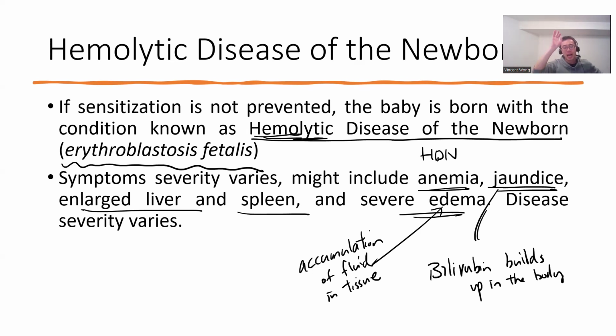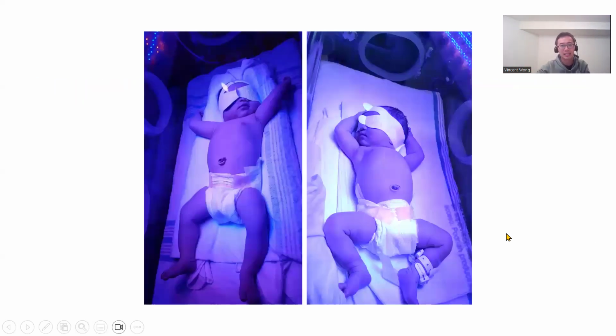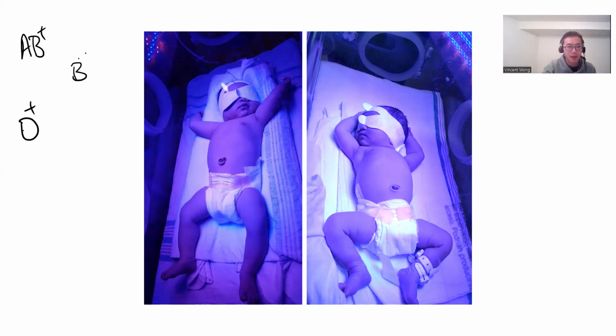But first, I want to emphasize this is not a problem that's unique to RH. There are many blood groups and blood antigens that we have to consider. ABO mismatch can also cause this. These are my kids, my two daughters, and I am AB positive. My wife is O positive, and my girls are both B positive.